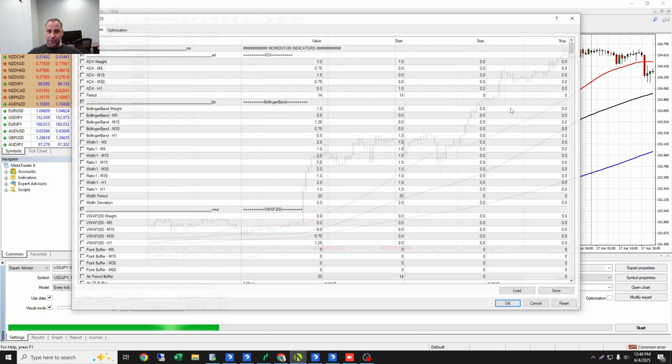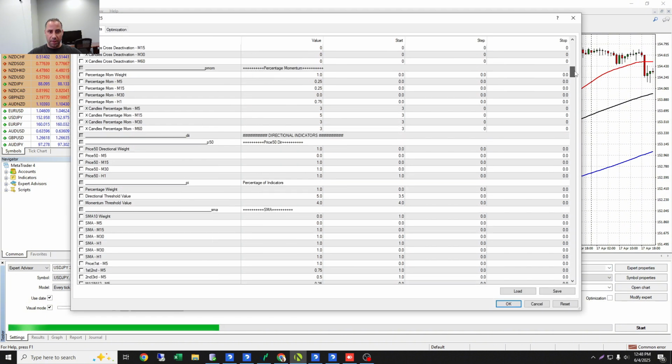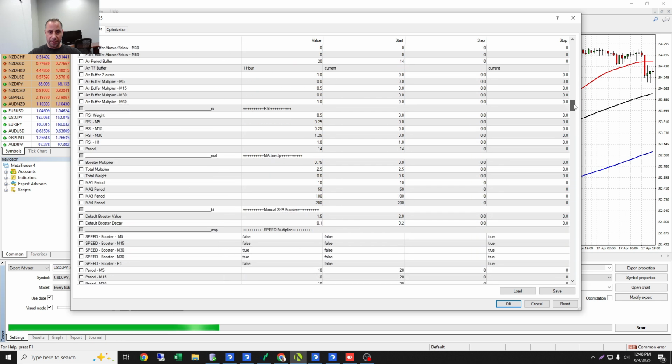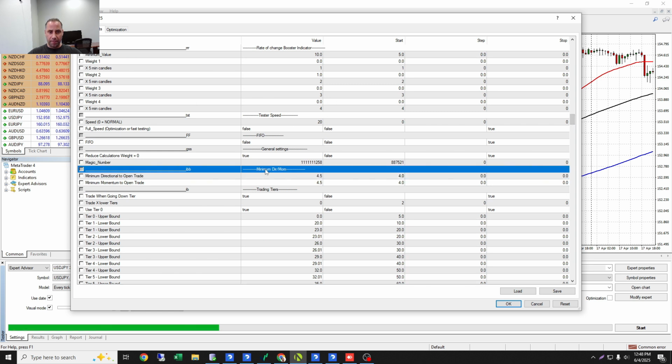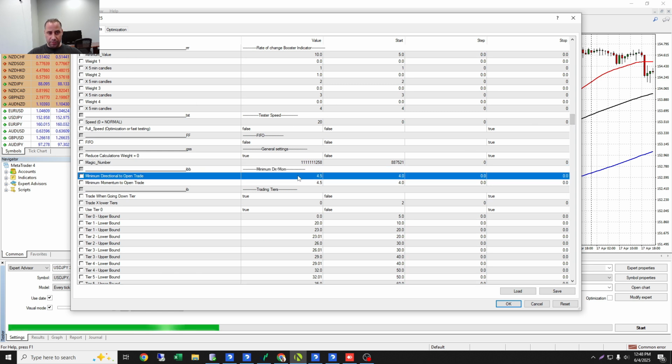Well, we have a feature called minimum momentum, minimum direction. Find it over here. These are values. So we have our momentum value and our directional values. They have to be above a 4.5. Minimum momentum, the direction and momentum both have to be above a 4.5 in order for us to enter a trade. If they are not above a 4.5, we will not be able to trade.